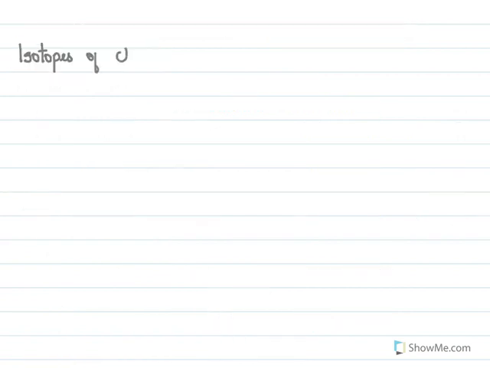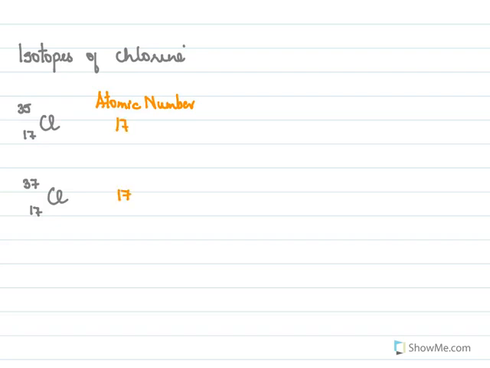We'll now take isotopes of chlorine. Chlorine has got two isotopes. Both will have same atomic number, but the mass number is different. One has got mass number 35, the other has mass number 37. So the atomic number will be 17 and 17. Same atomic number, and the mass numbers are 35 and 37.